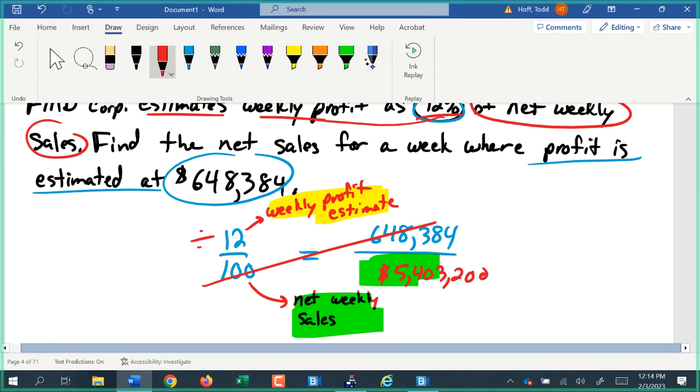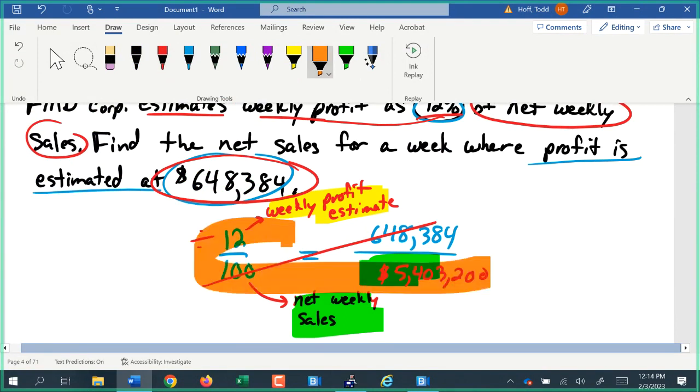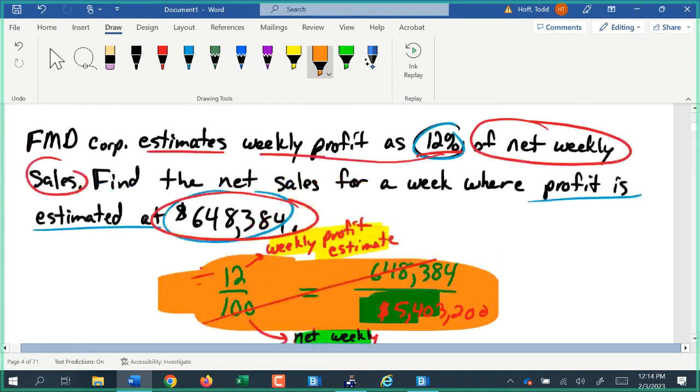So many people would have looked at this problem and seen that this is a large number, and they would have thought, well, we've got to make that smaller. But by matching things up with the percent, using that proportion, it helps us keep everything in the right place and get the correct calculation there.